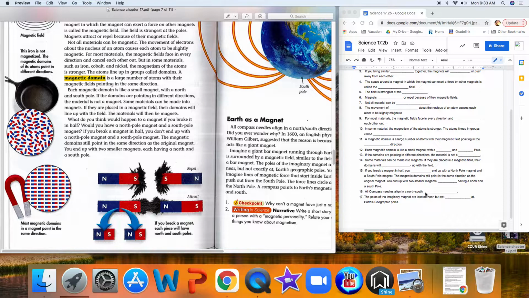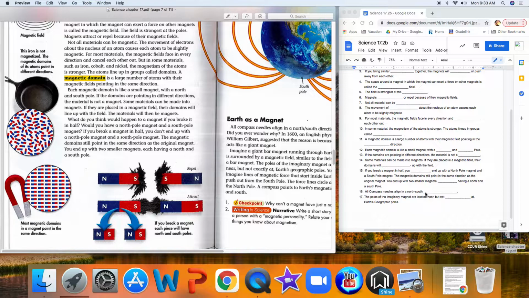So making sure your notes are good, you have a repeat. Number 1 is just like number 12. A small magnet will still have a north and south pole. If the domains are pointing in different directions, then you don't have a magnet because they cancel each other.